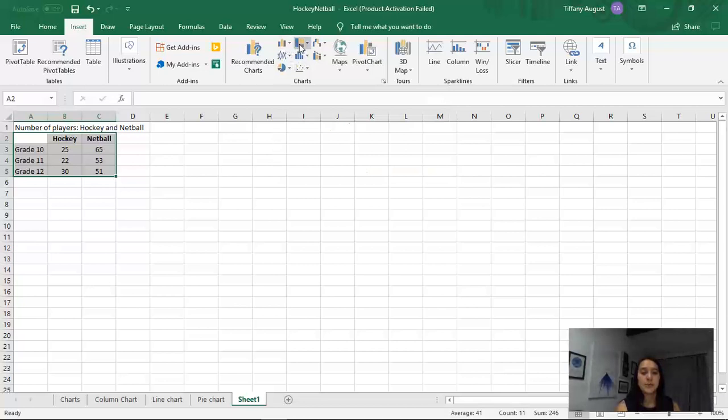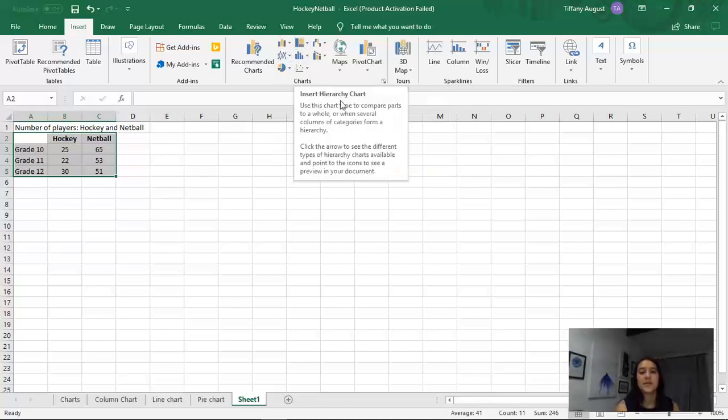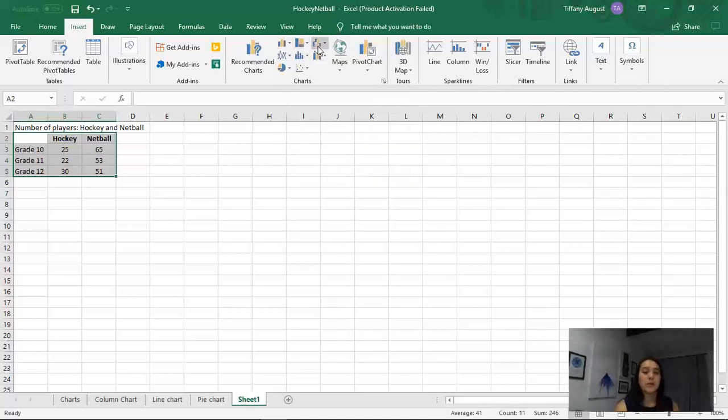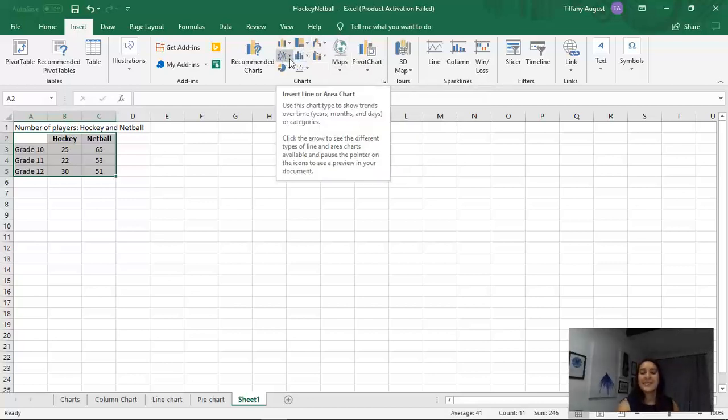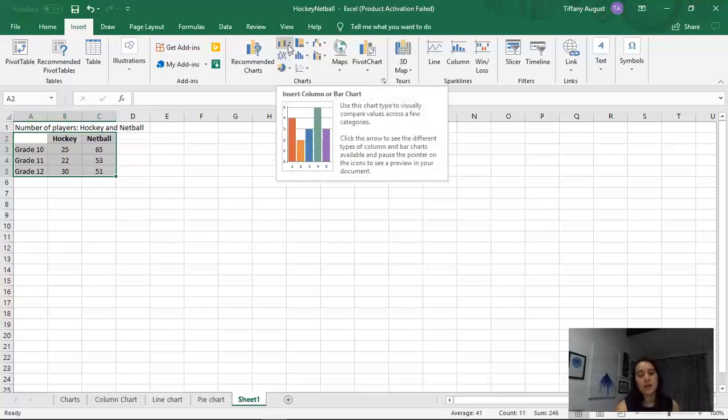You go next to it, you'll see there an insert something called a hierarchy chart. You also get one called a waterfall chart or a funnel chart. So there's some weird ones here. Right, here's our line chart or our area chart, which we spoke about earlier, and right below that is our pie chart. Okay, we're going to create a column chart.